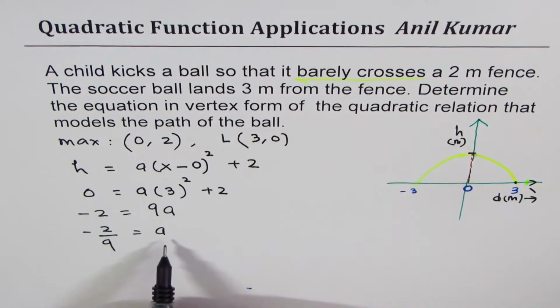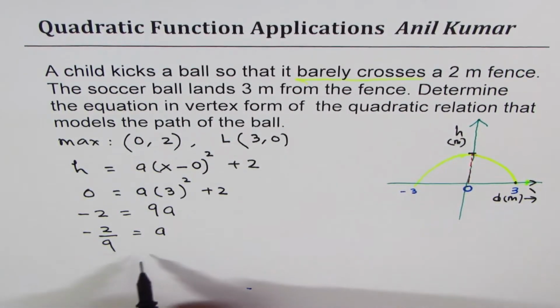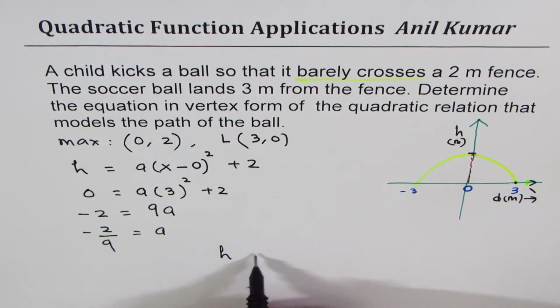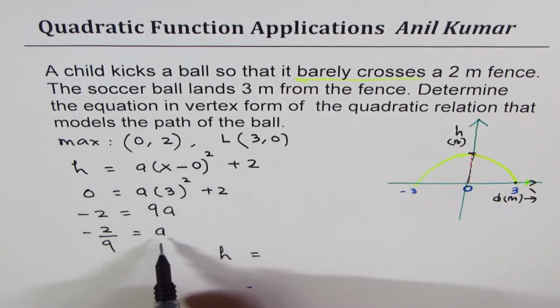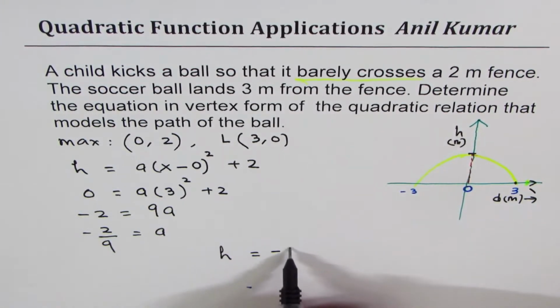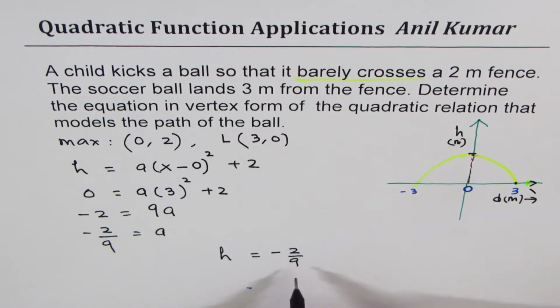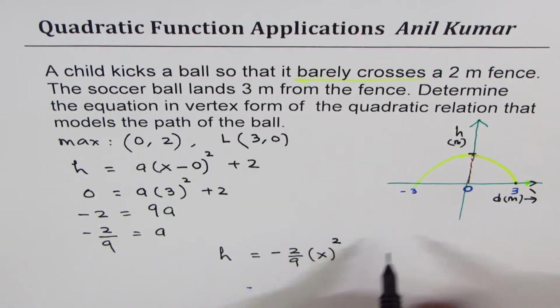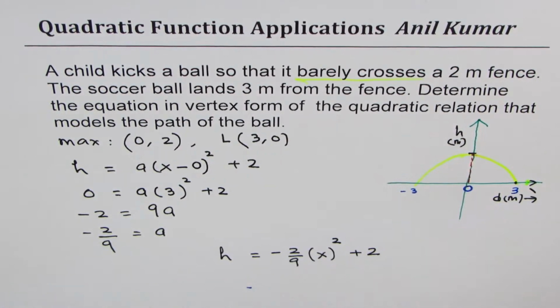So once you know the value of a, you know the equation. So we can say h is equal to minus 2 over 9. It's always good to write it in fraction itself. x squared and the maximum height, which is plus 2. Correct? So in vertex form, that becomes your equation.